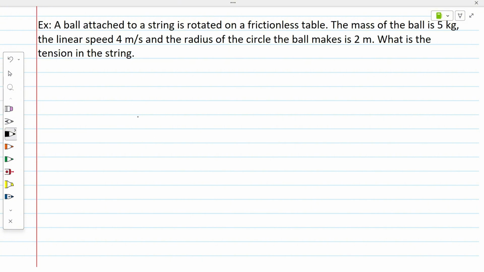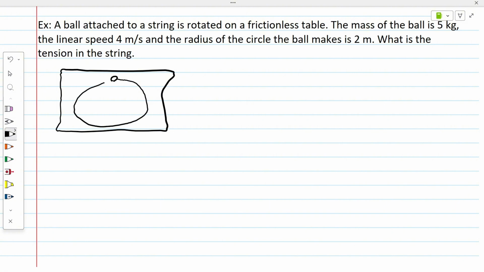Okay, so let's draw a little picture for what's happening. Let's give a top-down view of the table here. We have a ball that is being spun in a circle by a string. So it's going around like this in a circle, and a string is attached to it.